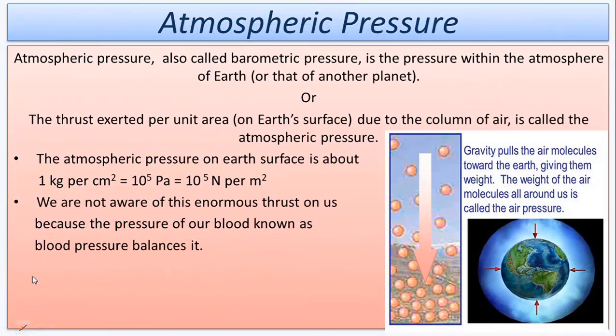Atmospheric pressure. What is atmospheric pressure? The pressure exerted by our atmosphere on the Earth's surface is known as atmospheric pressure. Or you can say the thrust exerted per unit area due to the column of air is known as atmospheric pressure. It is also called barometric pressure. At sea level, it is maximum, which is around 10 to the power 5 Pascal.